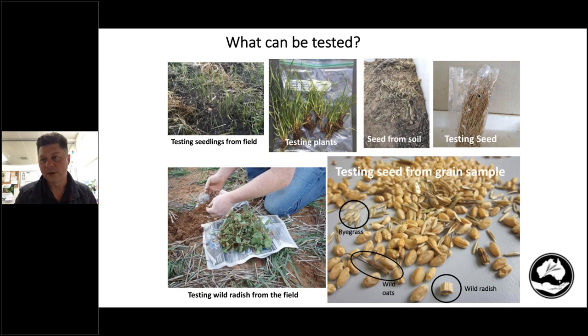And there's a photo on the bottom left of a grower pulling out some broadleaf weeds to send to us for testing. And if there's contaminated grain, where there's grain with weeds in it, we can extract the weed seeds out and grow them up and test them for resistance as well. So there's quite a few different ways we can test for resistance. We can test plants, we can test seeds, and even soil in certain circumstances.